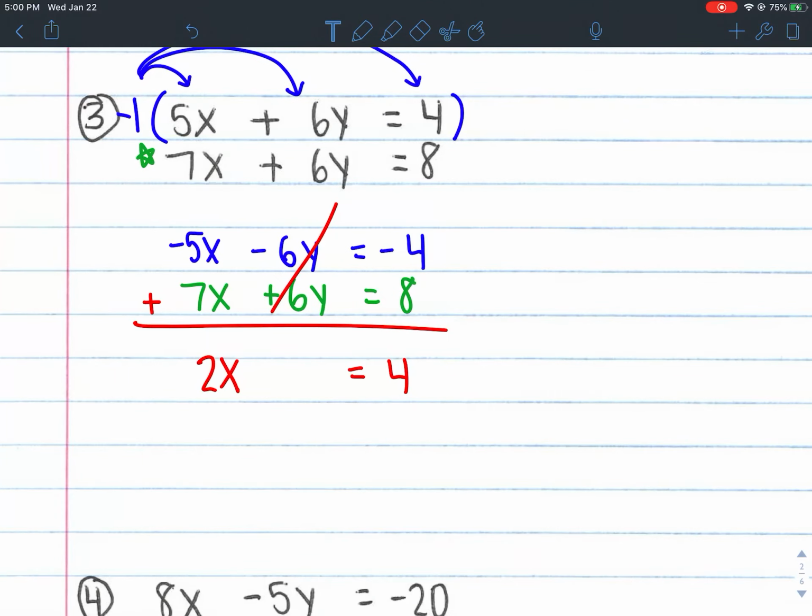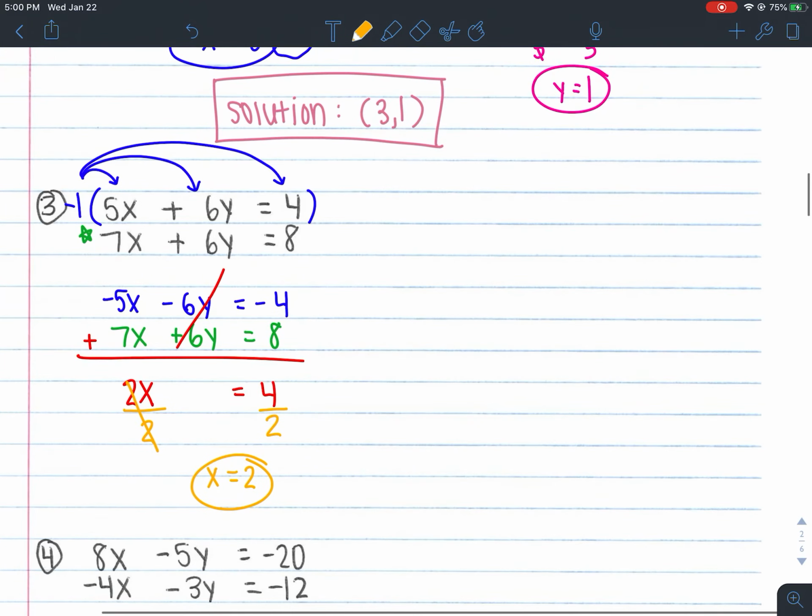+4. So we want to get x by itself, so we're going to divide both sides by 2, and we get x equals 2. But this is not my answer, right? I need to pick an equation to plug it into. So let's just pick the first one.